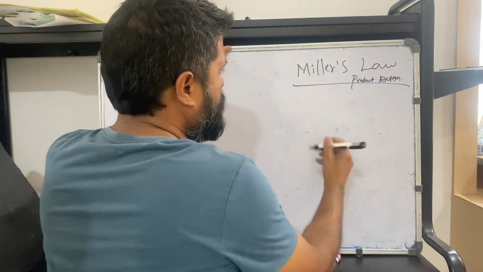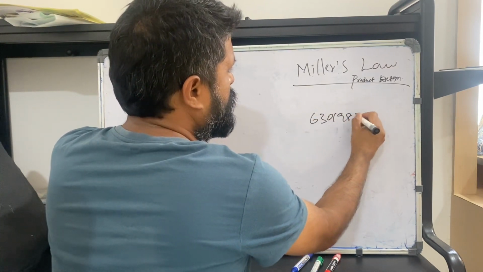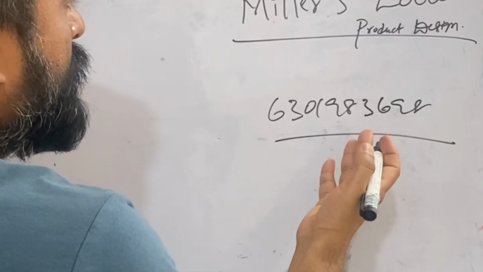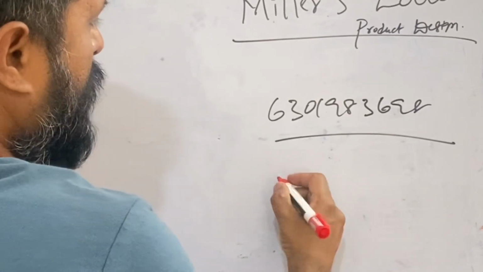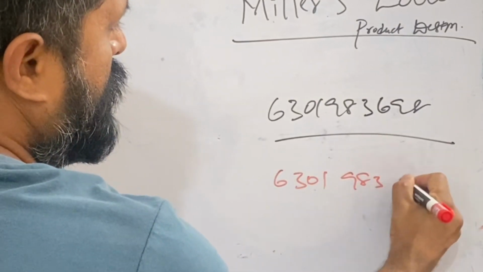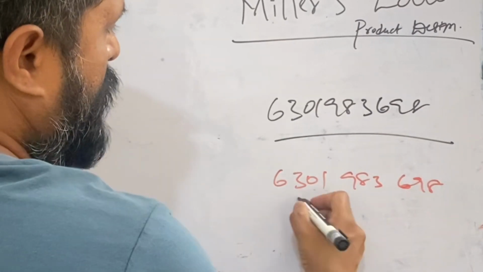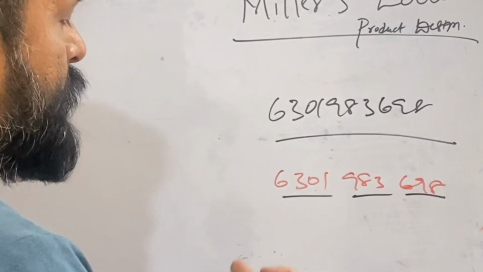For example, there is a mobile number, I am writing my number. By writing it like this, the user cannot hold your number easily. That's why we have to segregate it like this. They can read it easily and they can remember.